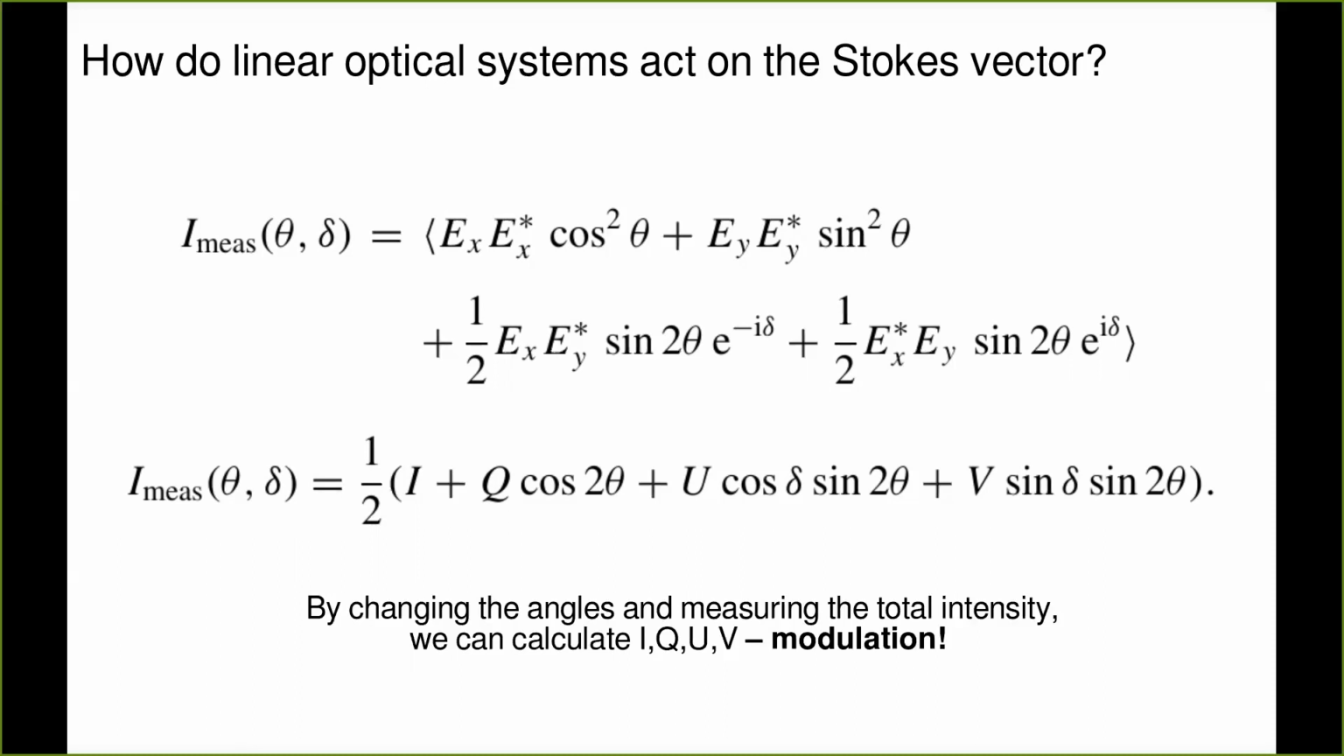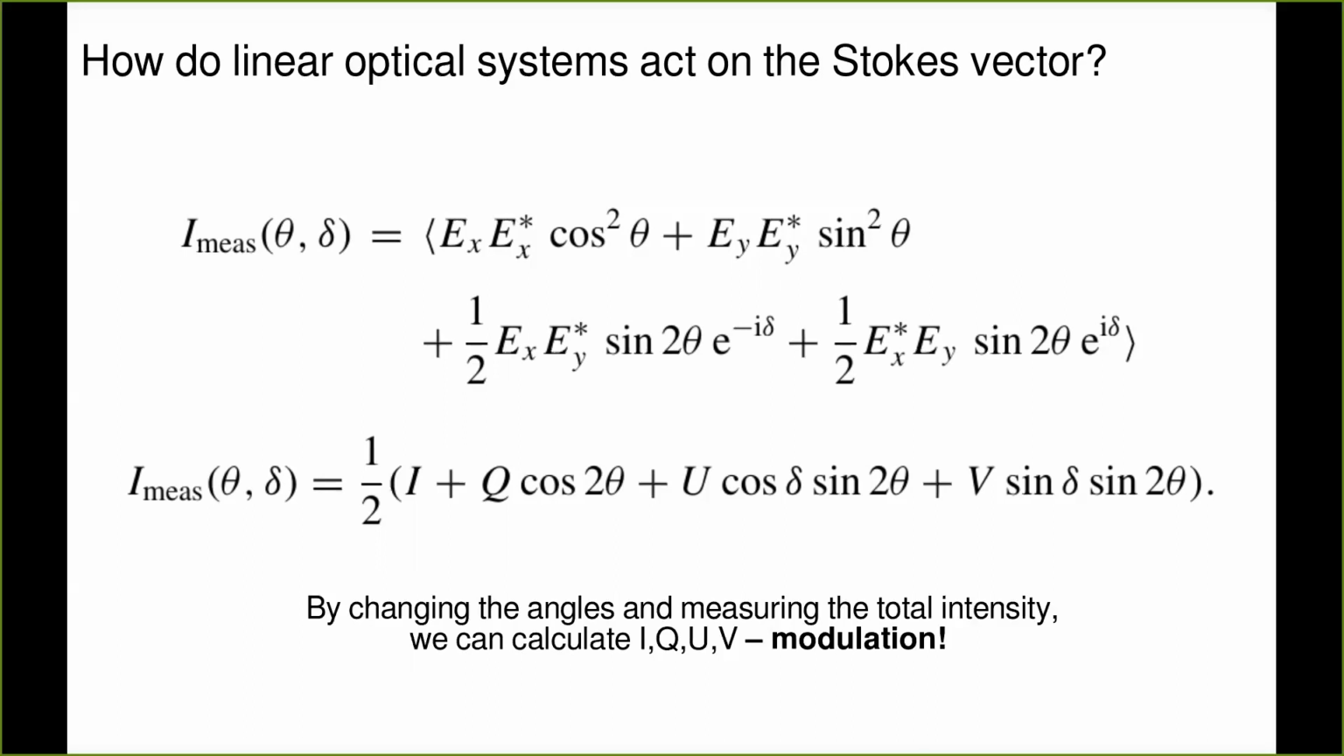Now I gave you the answer already, but what we actually measure is this quantity here on the left, while our unknowns, when we look at the Sun, are I, Q, U, and V. So I can change these two angles to get many different measurements in order to retrieve my values of the Stokes parameters. And that is what we call modulation.